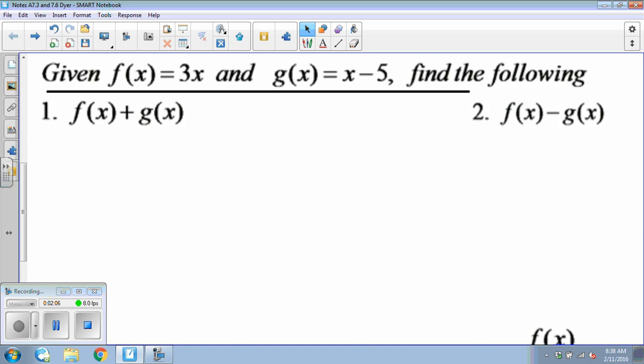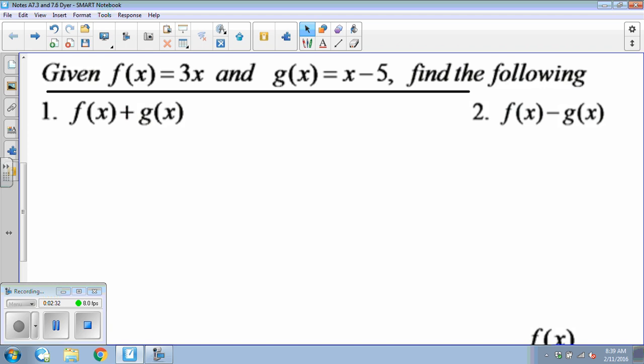Yeah. Okay. So the first thing they'll do is define what those functions are. This section is all substitution. Okay? So you just have to do what they ask you to do. They tell you that f of x is equal to 3x, and they tell you that g of x is equal to x minus 5. So you have to find the following.